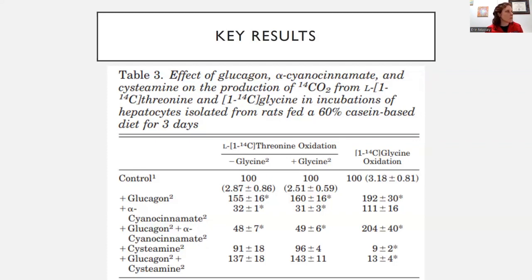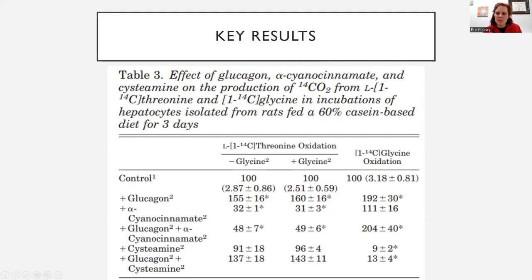So to continue looking at some other key results, I take you to looking at the glucagon and the inhibitors. Some key things to note. In substrates that had oxidative inhibitors, glucagon still significantly increased oxidation when it was added.